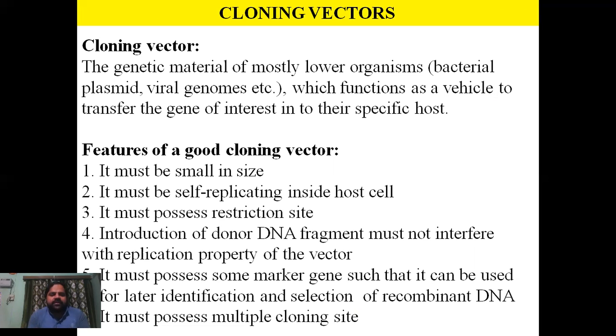The fifth point is it must possess some marker genes so that it can be used for later identification and selection of recombinant DNA. It means they should have a particular gene which is called as marker gene. By using that marker gene, we can identify and select the recombinant DNA into the host cell. The last point is it must possess multiple cloning sites. What is the multiple cloning site? We will discuss this in this lecture.